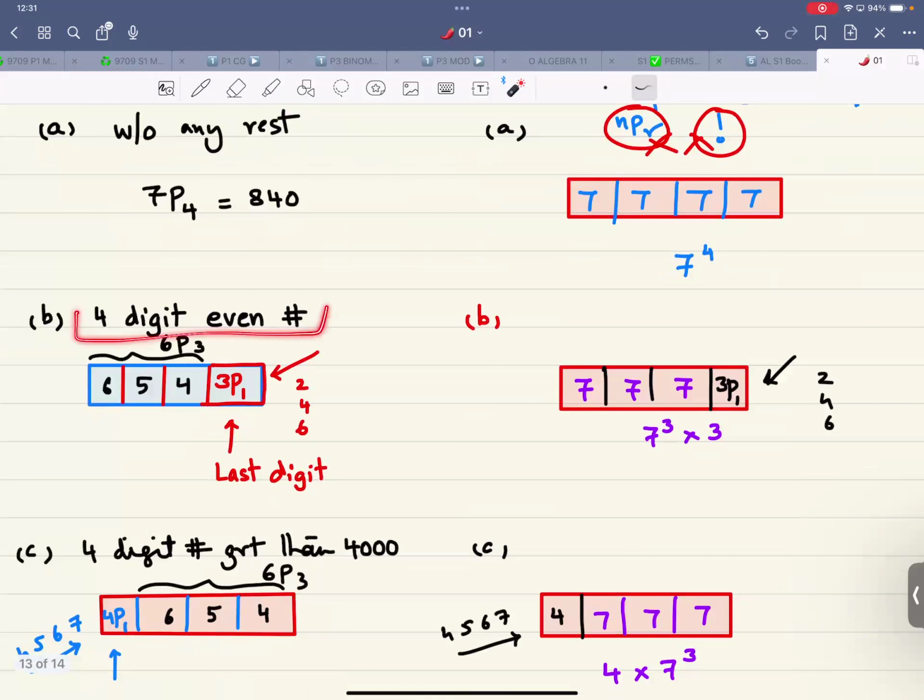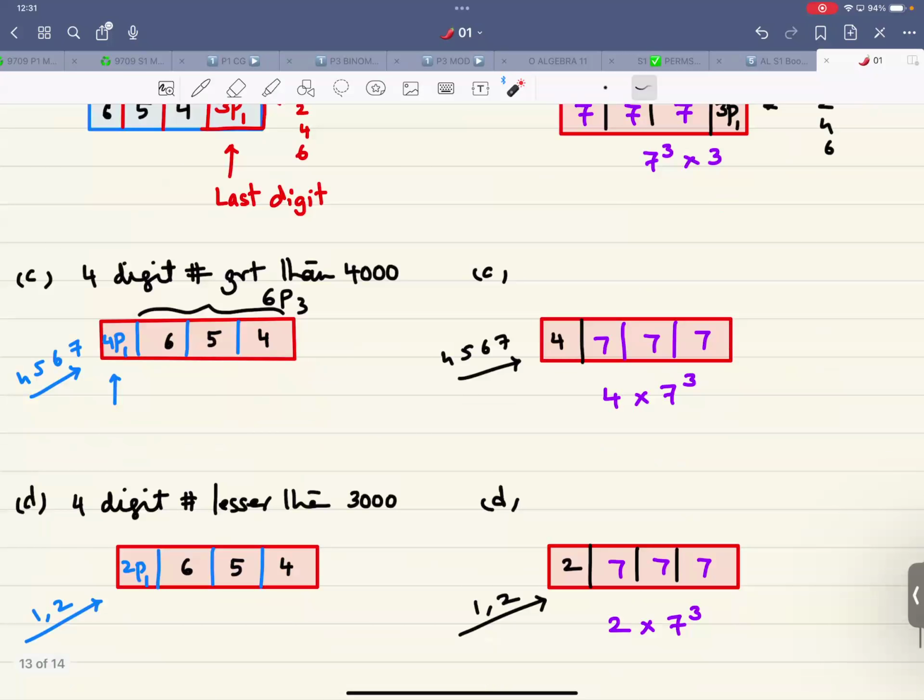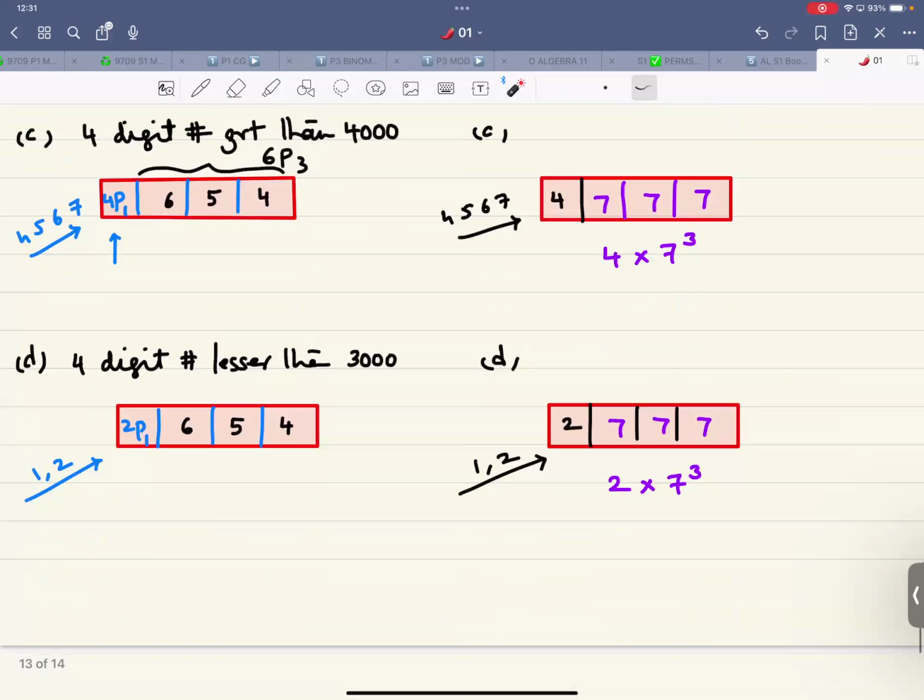Over here, 4-digit even number, repetition of digits is allowed. Yes, there are 3 evens. So 3P1 for this. And then we have any one of the 7, any one of the 7, any one of the 7. Repetition of digit is allowed. 4-digit number greater than 4000. First digit could be 4, 5, 6, 7. This 4 is 4P1. Again, any one of the 7, any one of the 7, any one of the 7. 4-digit number lesser than 3000. It could be 1 and 2. So 2 options, any one of the 7, any one of the 7, any one of the 7.